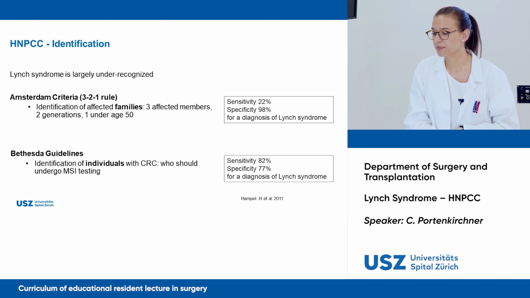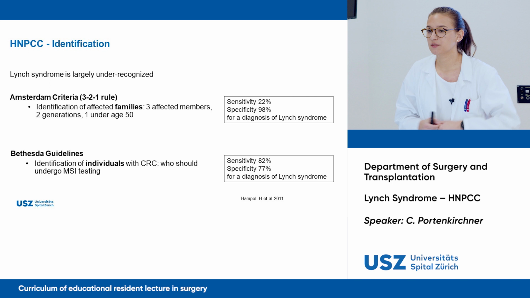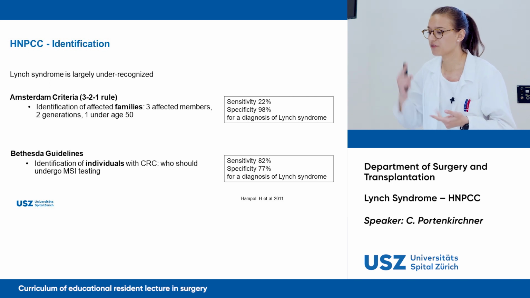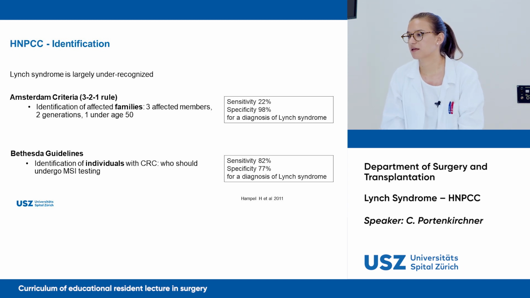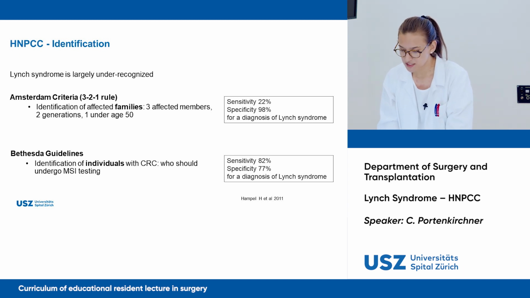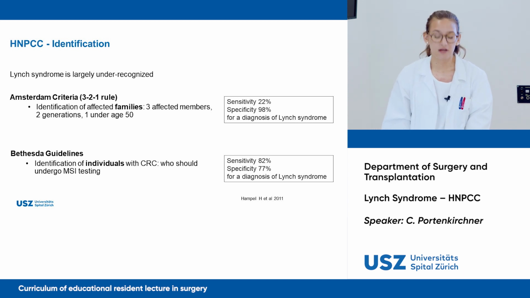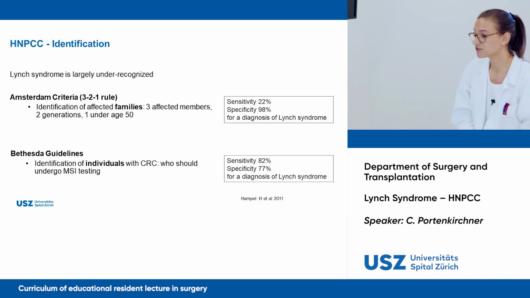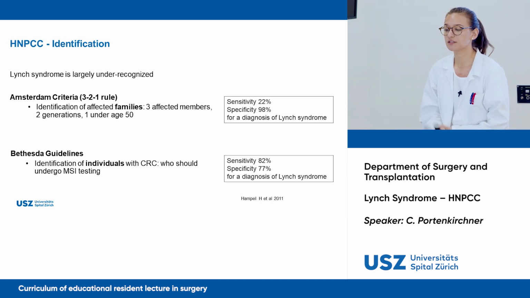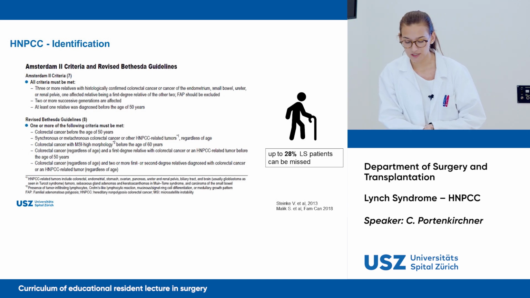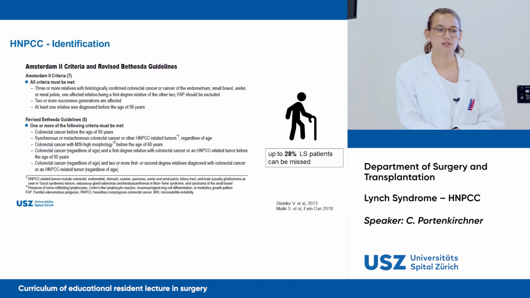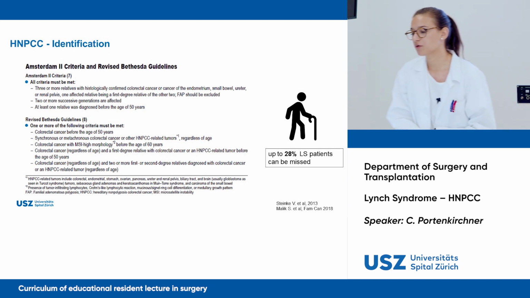So Amsterdam criteria, we are identifying a family. We're looking at the members. There have to be 3 affected members in 2 generations, and one has to have colorectal cancer under the age of 50, whereas with the Bethesda guidelines, we are only identifying individuals. The Bethesda criteria are very often misunderstood, and it is really important to know that these are for individuals who should then undergo MSI testing. It's less specific. But the Amsterdam and Bethesda criteria are old-fashioned, and up to 30% of Lynch syndrome patients can be missed if we only perform this.